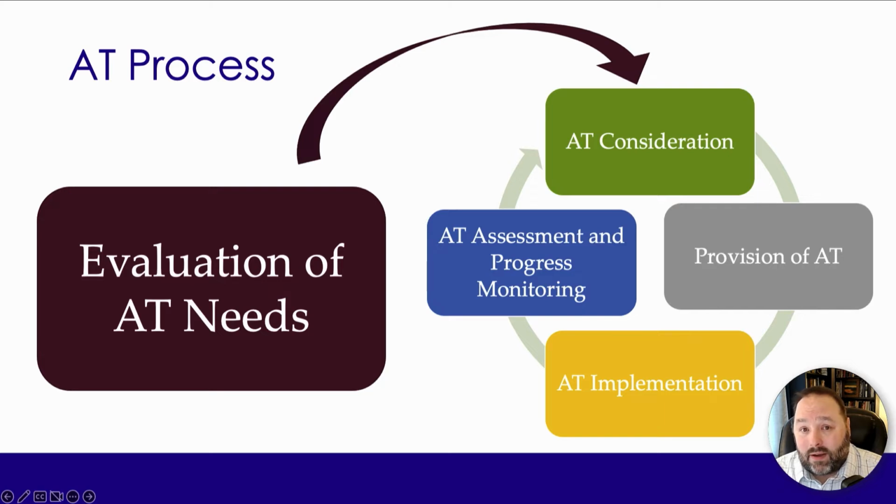When we look at a process, the process of assistive technology starts with AT consideration. And here we ask the question, does the student need assistive technology? This process is informed by what we're talking about today, which is the evaluation of assistive technology needs. The evaluation of assistive technology needs allows us to gather information about the student and the student's needs in order to determine whether or not assistive technology is necessary. It also allows us to determine what potential assistive technology would help the student.